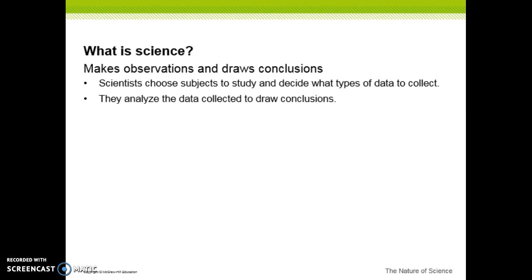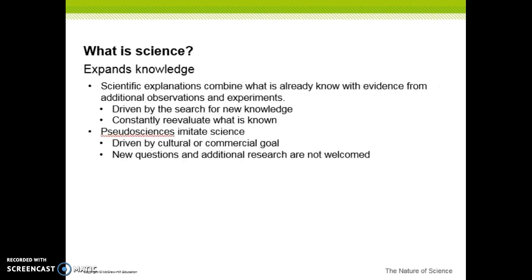So, making observations and drawing conclusions. Scientists choose subjects to study and decide what types of data to collect. They analyze the data collected to draw conclusions. Expanding the knowledge through scientific explanations, combining what is already known with the evidence from additional observations and experiments. By this, it's driven by research for new knowledge, and it's constantly reevaluated to see what is known.